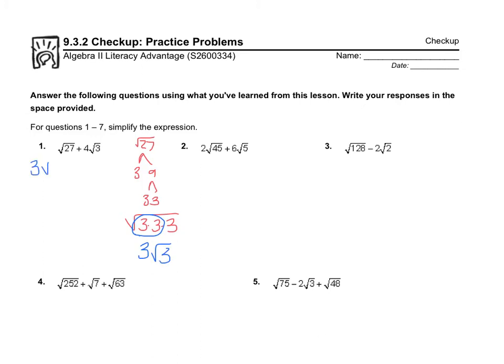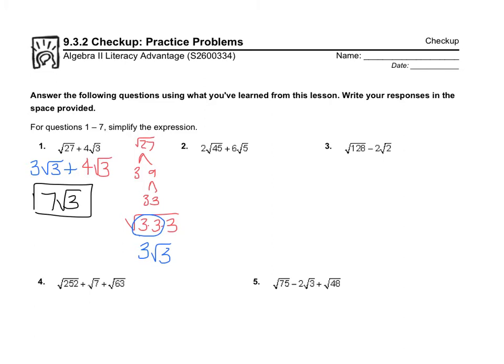So I have 3 square root of 3 plus, I can't do anything with this 4 square root of 3 because square root of 3 is as small as it can go. I can't prime factor square root of 3, so plus 4 square root of 3. And I can add those together because they both have square root of 3 on the end, and 3 plus 4 gives me 7 square root of 3, that being my answer.